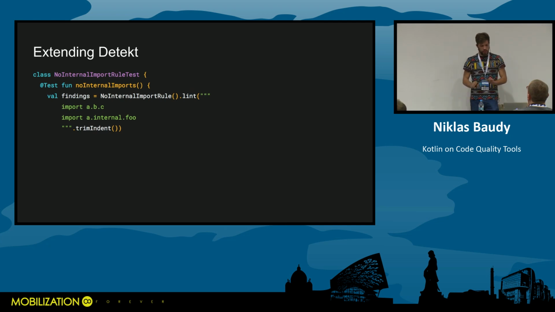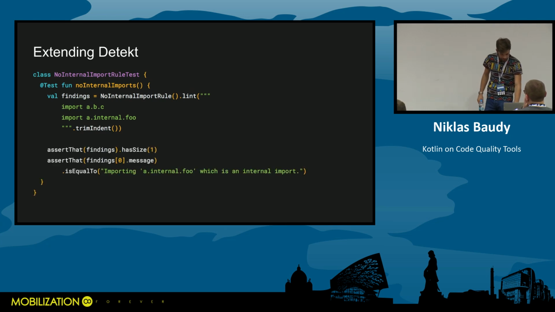Now, testing is also super easy. We create our new test, and then we basically write our Kotlin file as a text file. Then we give two imports, ABC and a internal foo, and then we can use the lint function. Then we can assert that there's one finding, and the finding has the message of importing a internal foo, which is an internal import.